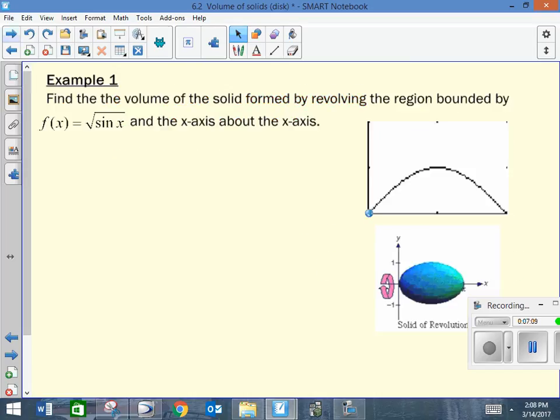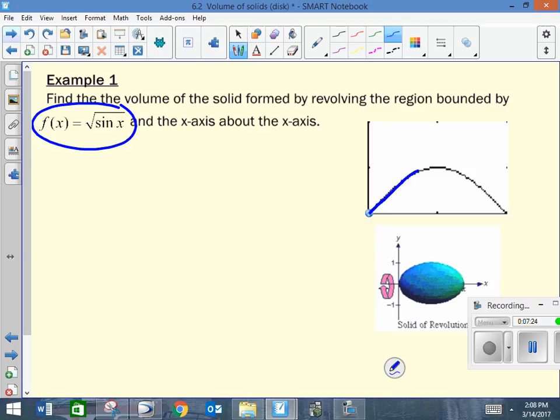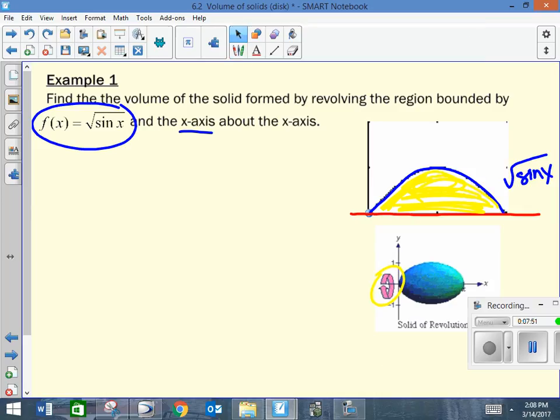Okay, so I've got f of x equals the radical of sine of x, looks like this. That's our boundary. And we are rotating it. Another boundary is the x-axis. So if you were just doing area, it would be right this piece right here, right? You're going to rotate it about the x-axis, and it's going to look like this when it's all said and done.